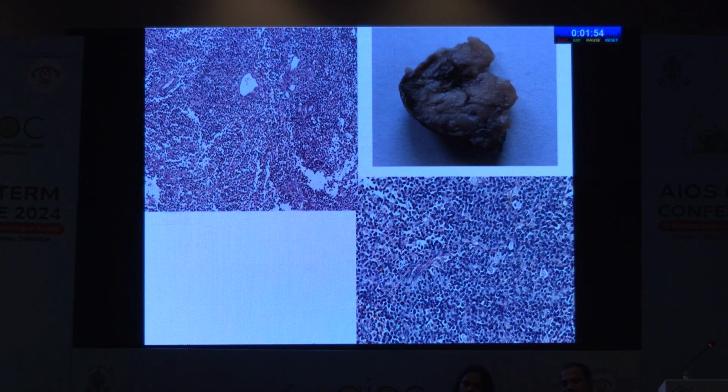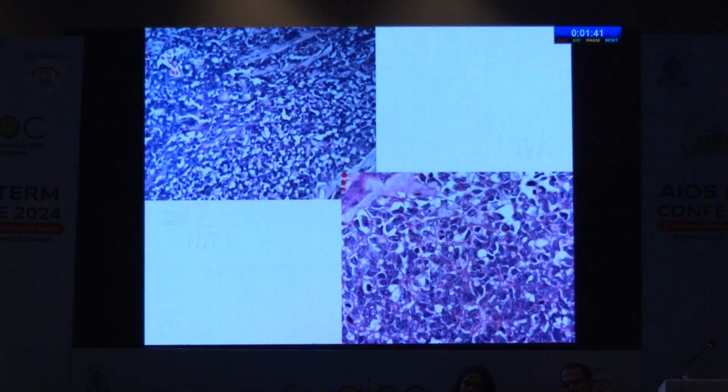This was the mass which we got, a fleshy looking mass. Sections showed a round cell tumor again, this time a monomorphic round cell tumor with mitotic figures. There were some areas which showed vacuolated cells. In the lower picture, you can see numerous mitotic figures and vacuolated cells. So this was definitely a malignant tumor.